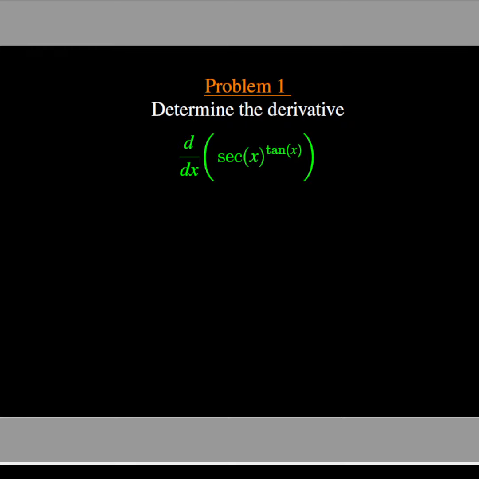Hello, we are asked in this problem to find the derivative of the function secant of x to the power tangent of x. In fact, this problem involves exponentiation where the base function is secant of x, and the exponent function is tangent of x. In order to compute its derivative, we need to apply the chain rule and the logarithmic differentiation technique.